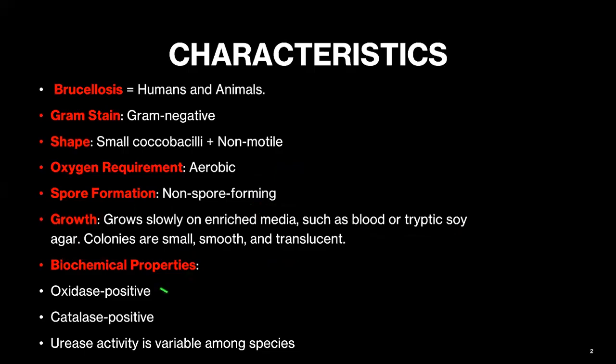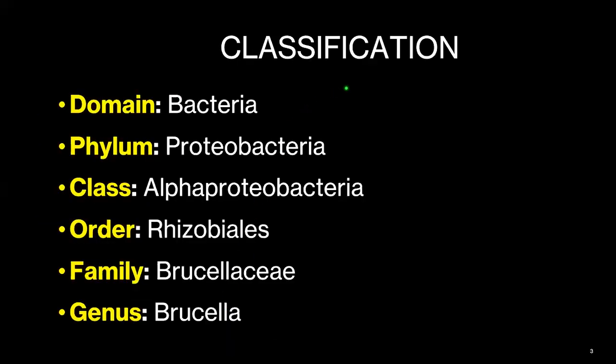Biochemical properties, it is oxidase positive, catalase positive, and urease activity varies among the species. So these are the biochemical properties of the Brucella. Next, we will look at the classification. So domain bacteria, phylum Proteobacteria, class Alpha Proteobacteria, order Rhizobiales, family Brucellaceae, and genus Brucella.